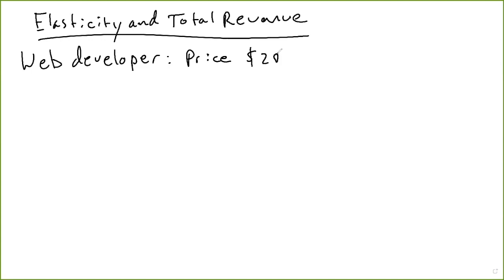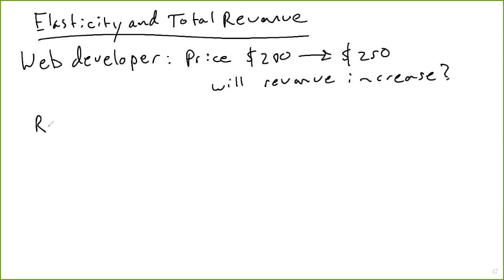So if you remember our original example, when we started this series on elasticity, we had a web developer and we wanted to know if they increase price from 200 per website to 250 per website, will revenue increase? And just to be clear, revenue is price times quantity.